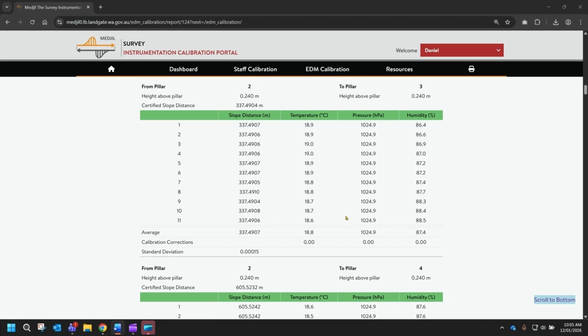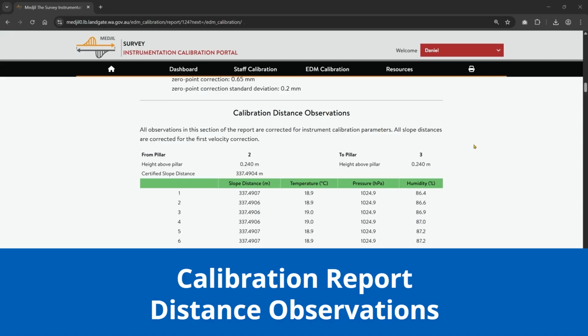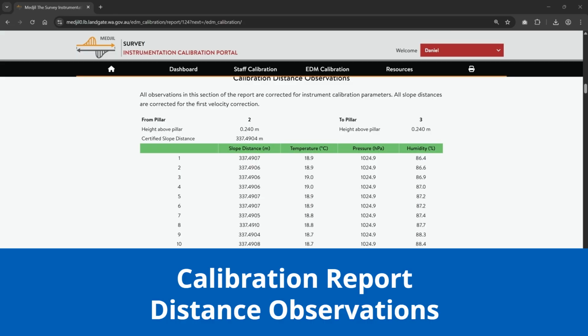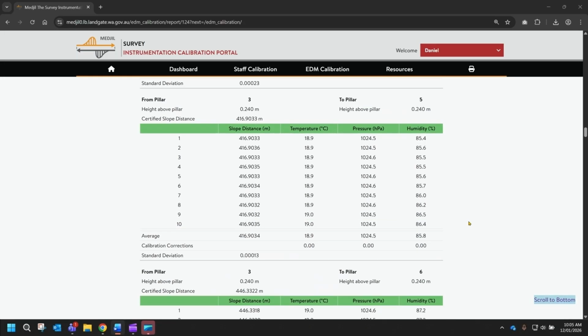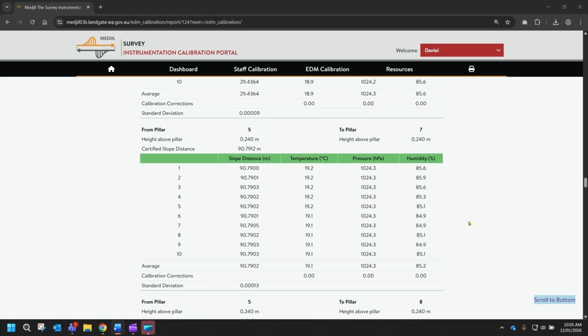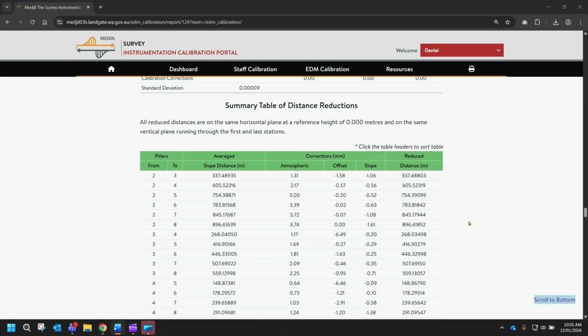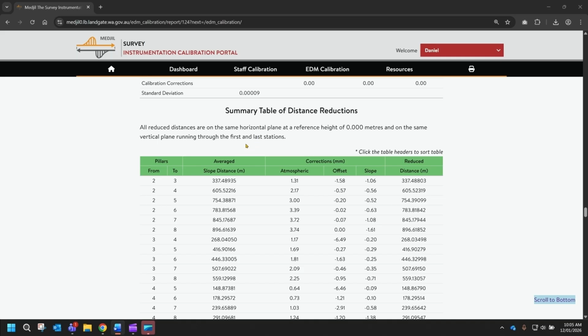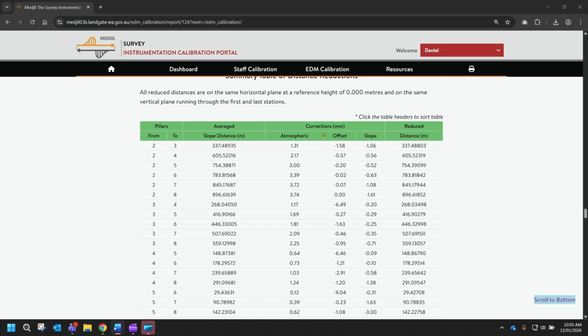So then moving quite quickly, we have the calibration distance observations. This is basically all the raw information you put in, and then it averages them, looks at some of the standard deviations. Nothing too much to report here really, but this could be something you look at to try and identify a problem. Then we have the summary table of distance reductions, which is basically just an overview of what we just scrolled past. So the average slope distance talks about the corrections we've got here from your atmospherics, your offset and your slope, and then your reduced distance. So what you're seeing here is your slope distance getting reduced onto the reference plane, accounting for the atmospherics as well as offset and slope.